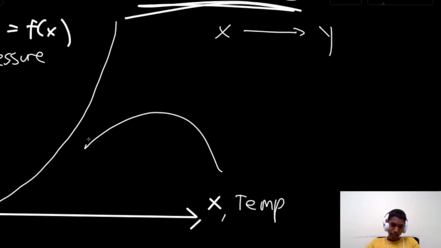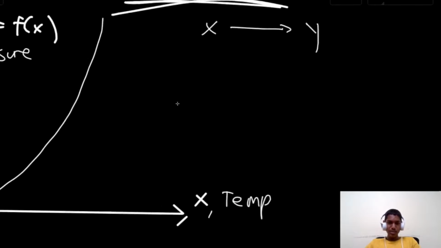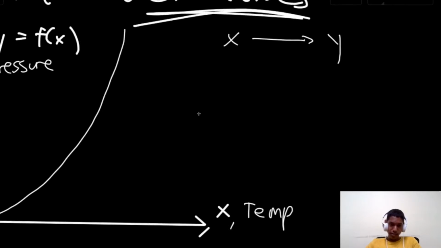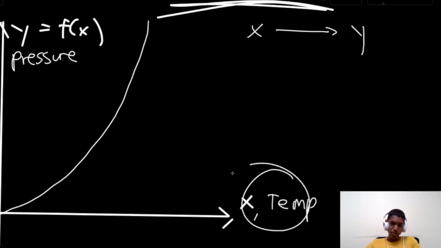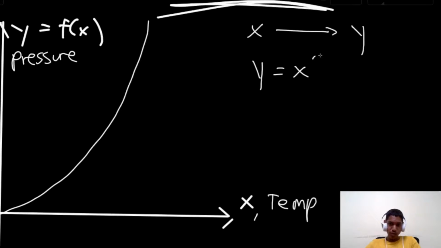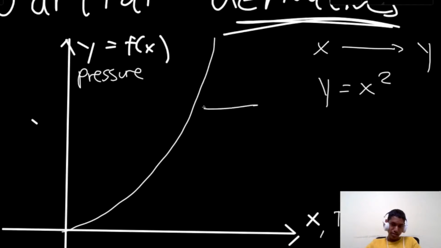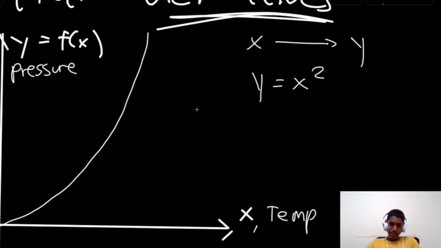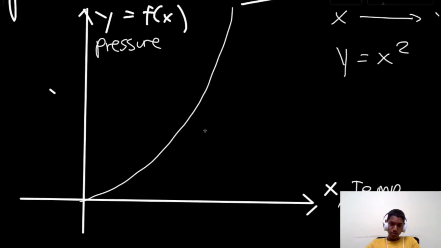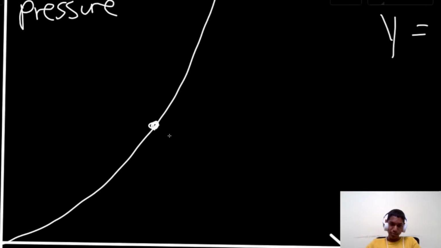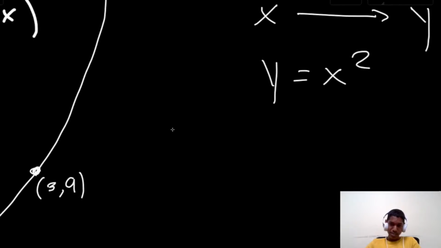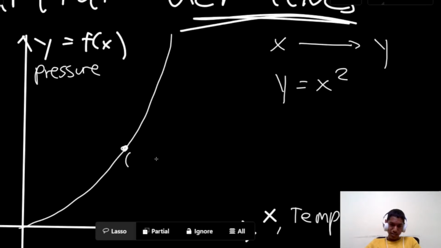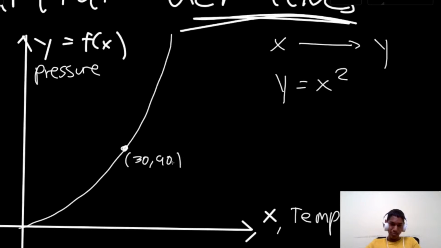Now, of course, there are better models than the one I'm drawing right now, but let's say this particular gas follows this curve when you increase the temperature, and this curve is y equals x squared, or at least one half of that. So you start with some point here. Let's say this is 3, 9, for instance. Maybe let's make this 30, 90 to make the values a little more realistic.